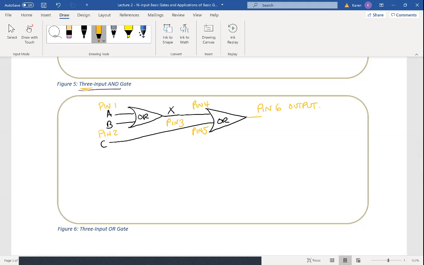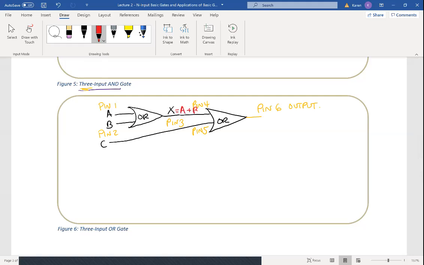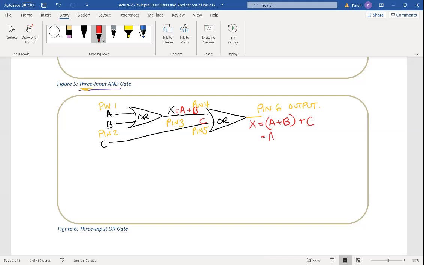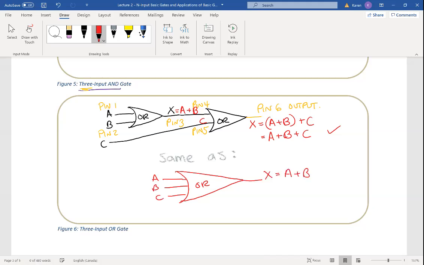So let's do the math on this one. This X coming out of the first OR gate is going to be A or B. And coming into pin 5 is going to be C. So when we look at the overall output, I'm going to have A or B ORed with C. The brackets are redundant, so I can say that's A or B or C, which is a 3 input OR gate. I'm going to say that is the same as, on paper, in our math, drawing something like this, which we all understand to be a 3 input OR gate. A or B or C.